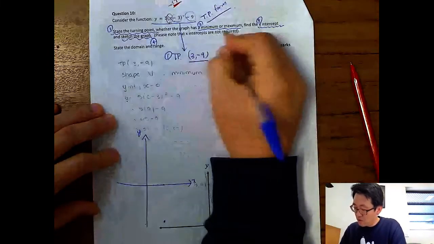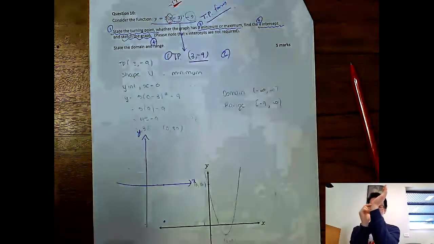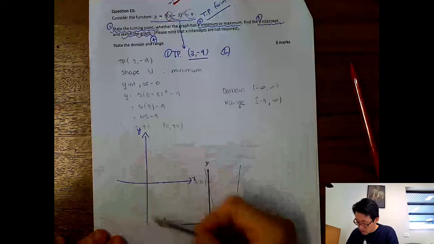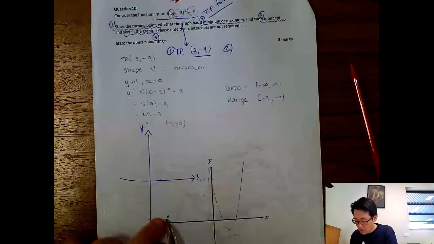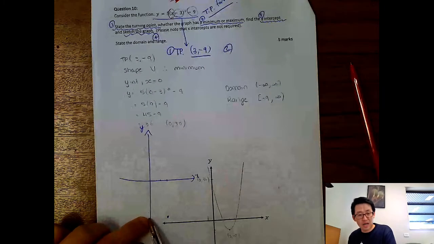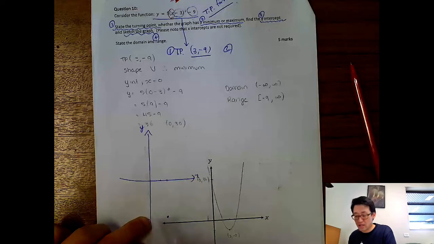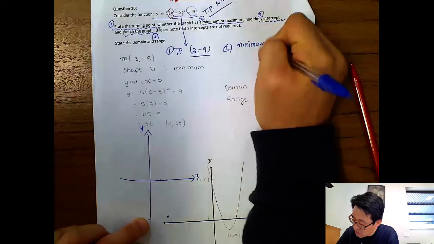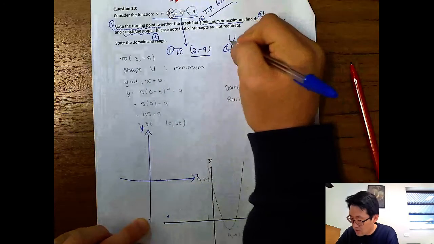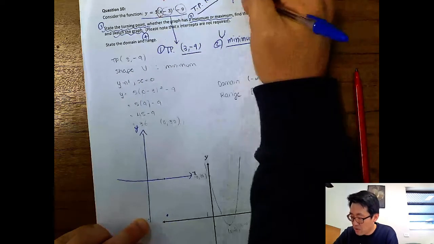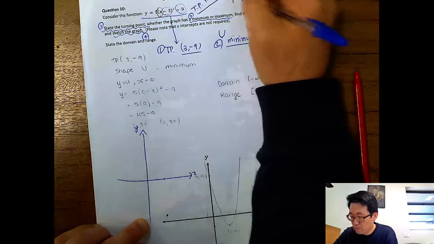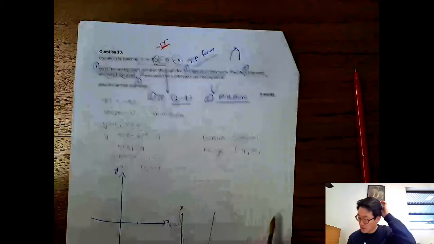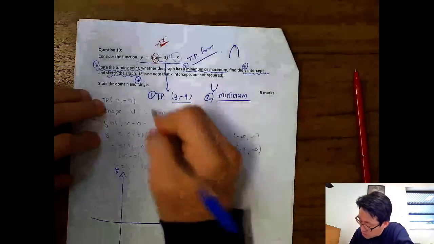The second one is minimum or maximum. That turning point is going to look like this, isn't it? Smallest y I can possibly have, that is minimum. The shape looks like this, therefore it's minimum. If the shape looks like that, top, that is a maximum point.